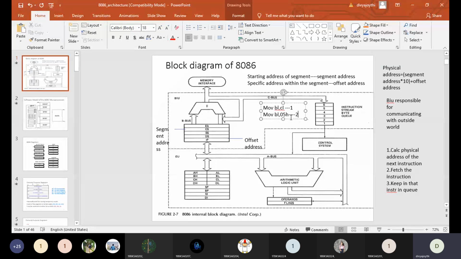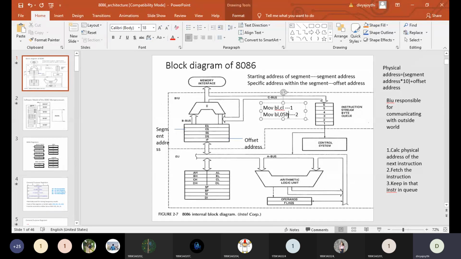Here, why is the second arrow directly connected to the EU instead of the control system? Just try to observe the second instruction. In the second instruction, MOV is a mnemonic, BL is a register, but 05 is a number, isn't it? So the queue will hold this number as it is. The opcode of this number is not going to be stored because we have infinite numbers. To store infinite numbers, there would have to be infinite opcodes, which is impossible for any processor.